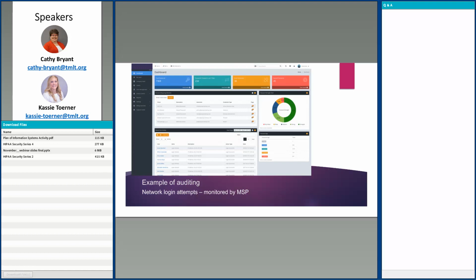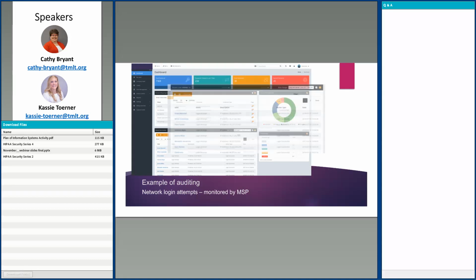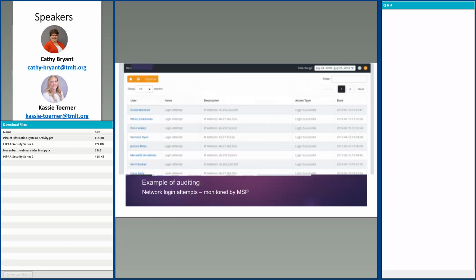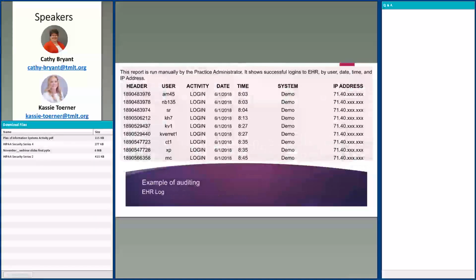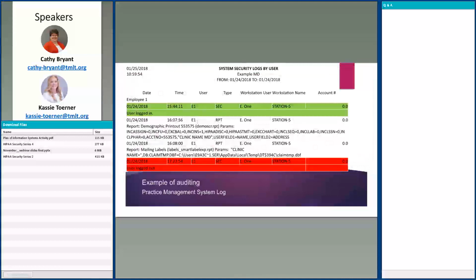This is an example of a possible network login monitoring that your managed service provider could be providing. I know this dashboard is a little difficult to read, and the main thing that it's trying to show is that your managed service providers do have software tools that they use to help them monitor your networks for things such as EHR login attempts.